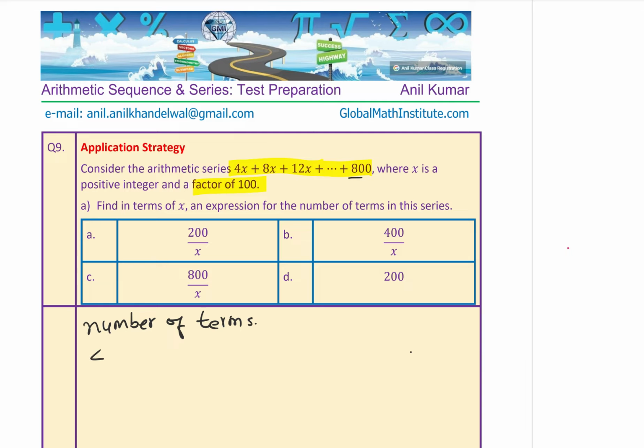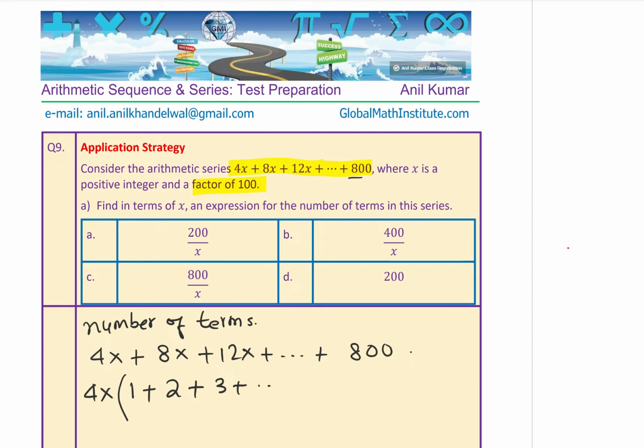So we have 4x plus 8x plus 12x plus so on till 800, correct? I am taking common as, let us say, 4x. If I take 4x common, then we have 1 here, right? Plus 2 plus 3 plus so on. Here what is common? 800 divided by 4 is 200 and divided by x. Do you see that? So we get the answer A as the right answer for the number of terms.